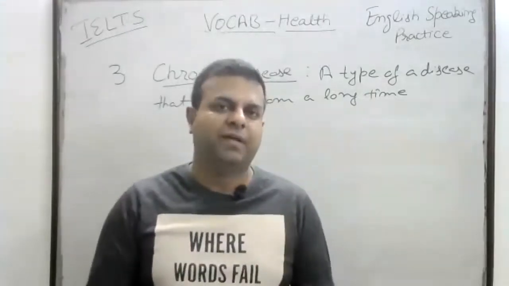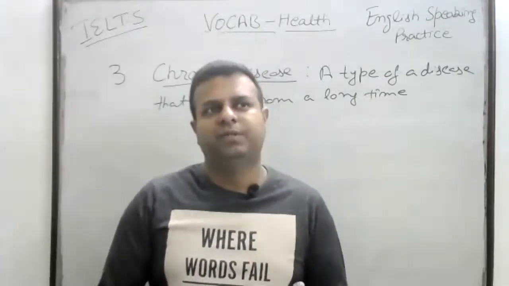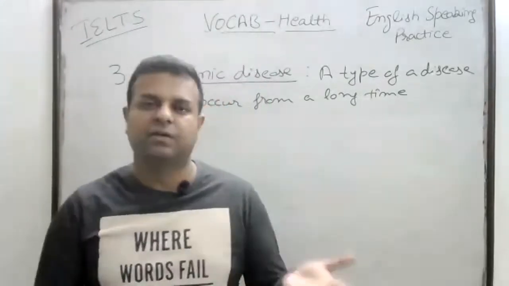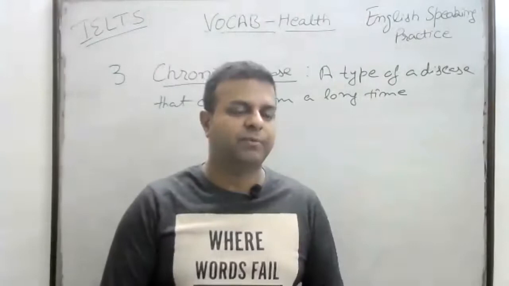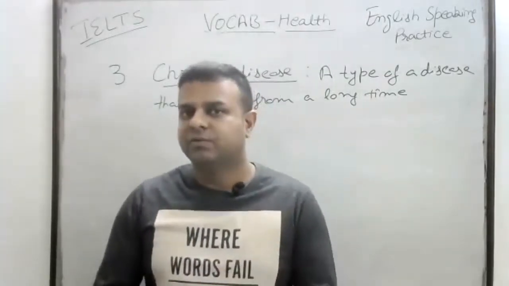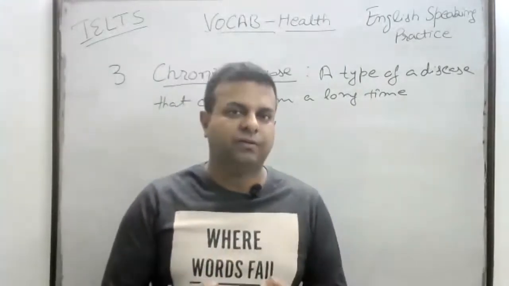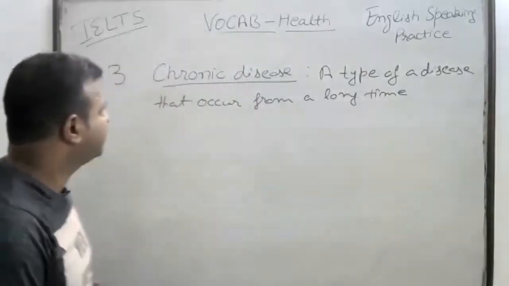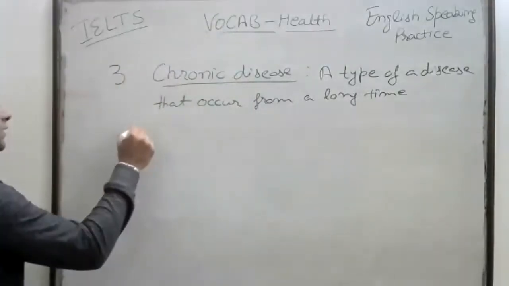Let's say some people have diabetes. When you have had it for 20, 25, 30 years, that is a chronic disease. Some people have a problem of asthma, they're asthmatic, so that is also a chronic disease. That's why they totally depend on an inhaler. Okay, so let's make a sentence example.